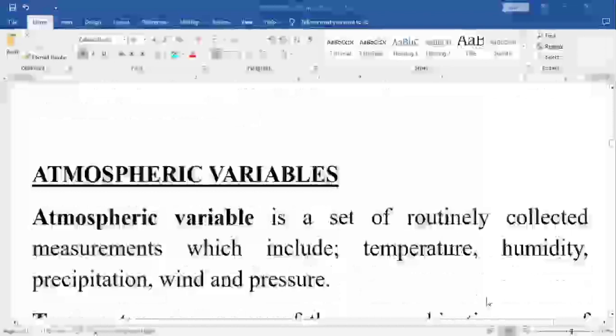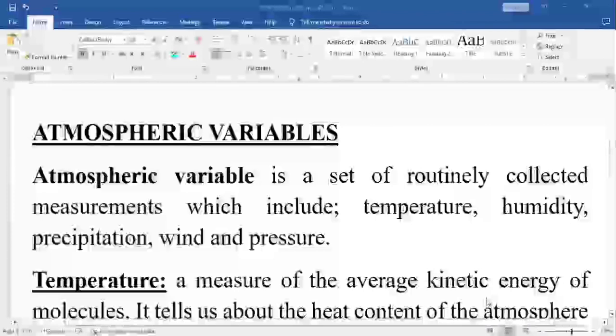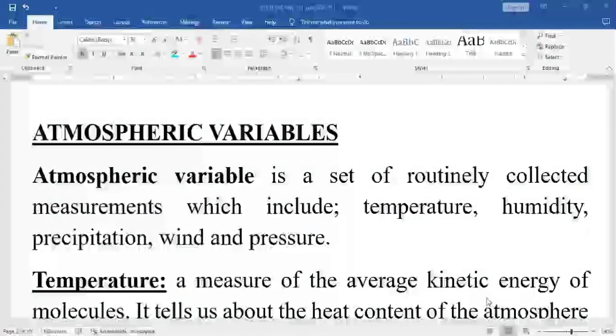That will quickly take us down to atmospheric variables. When we say variables, it means those values are not constant, but they keep changing. So there are atmospheric variables in our atmosphere. You can also call them meteorological parameters. They mean the same thing, atmospheric variables or meteorological parameters.